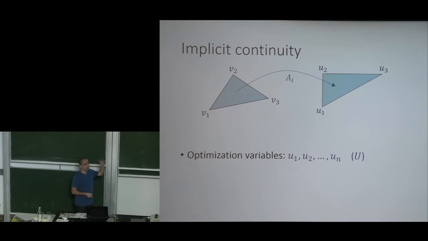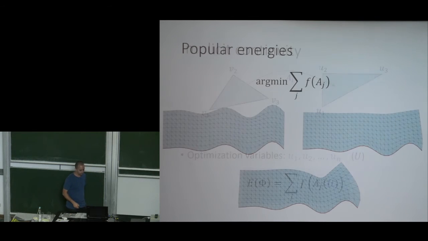So if we think of the problem in terms of optimization variables that are the target locations, we can express the energy in this form, which is, again, these f's acting on the differentials, which are in themselves linear functions of our target vertex locations. So great, for the rest of the talk, we can assume continuity is already imposed in either one of these ways. It's not really important, that's just technical details. So let's see a few popular energies.